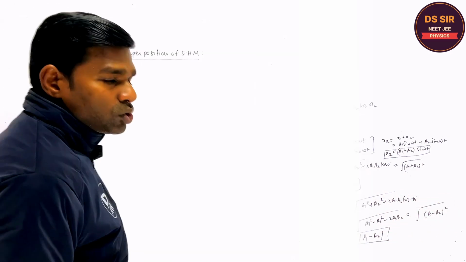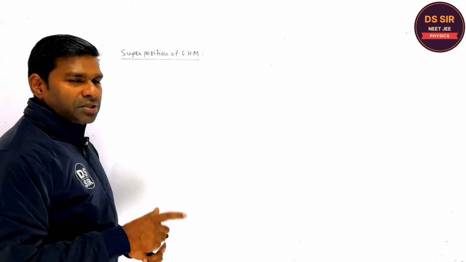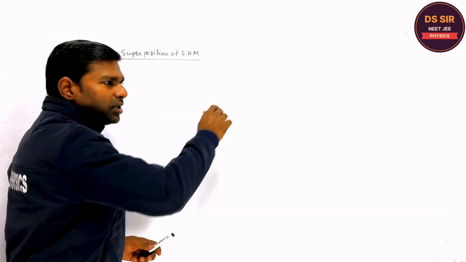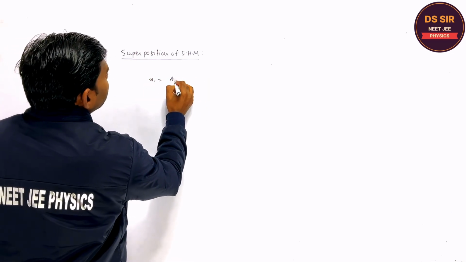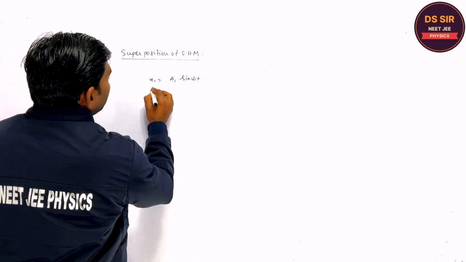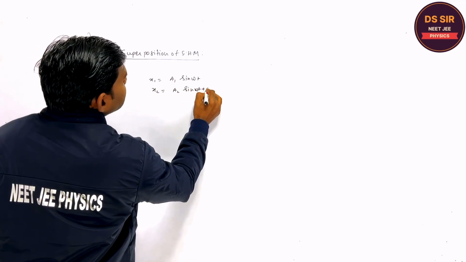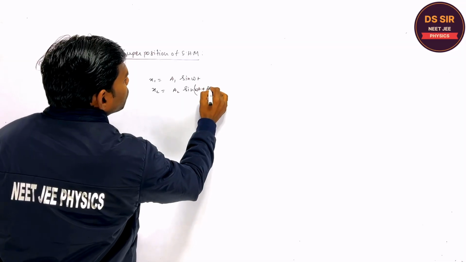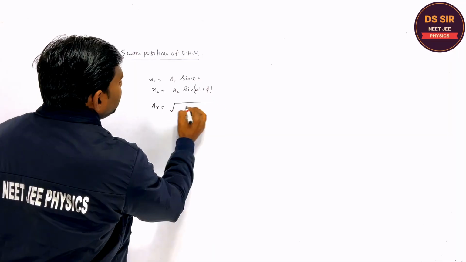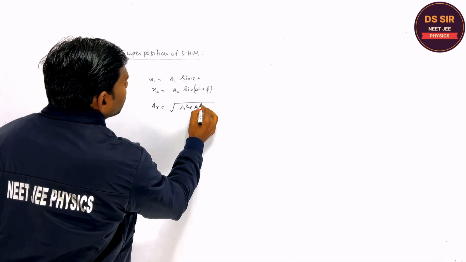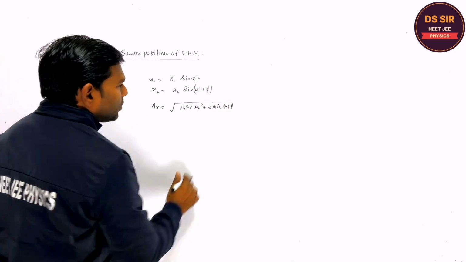Copy this. So we are discussing the superposition of SHM, right? Superposition of SHM in the same direction. For example, the x1 is a1 sin omega t, right? And the other particle is performing a2 sin omega t plus phi, right? So the resultant amplitude, generally they ask, and the resultant amplitude is root over a1 square plus a2 square plus 2a1 a2 cos phi. Is it clear or not?